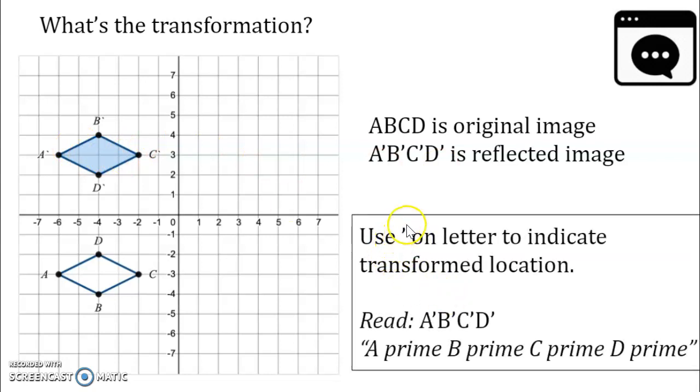And we use the prime, sort of like a comma at the top on letters, to indicate transformed location. And we read this as A prime, B prime, C prime, D prime. Notice that it's not a comma, it's an apostrophe. And you should be taking notes on that.